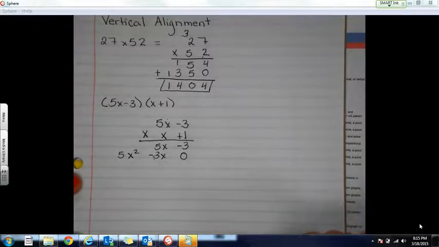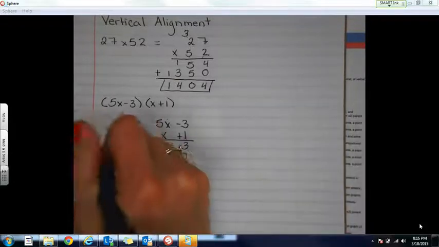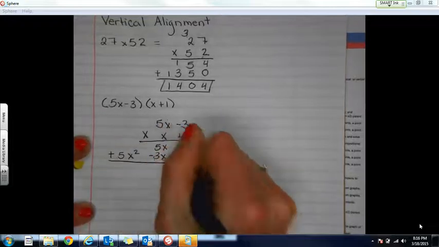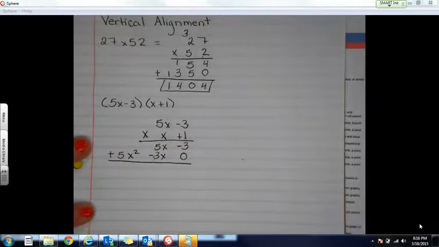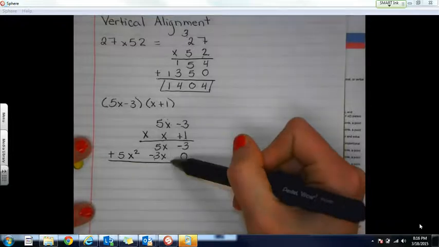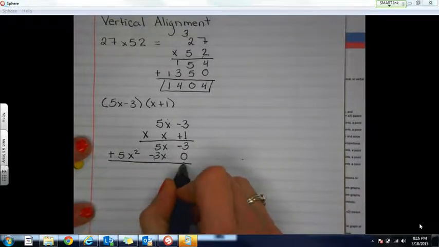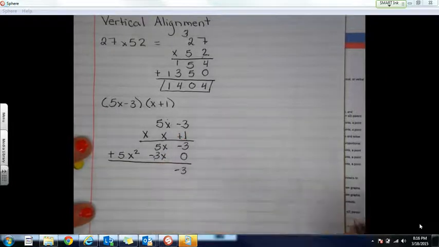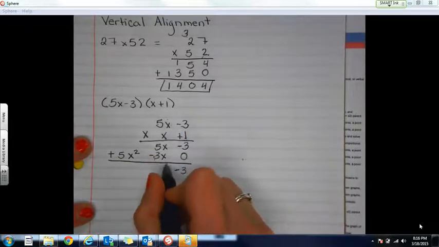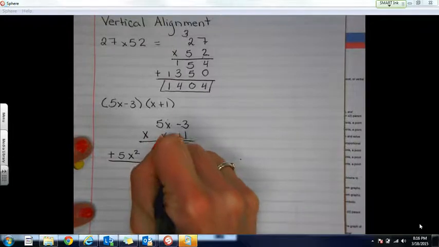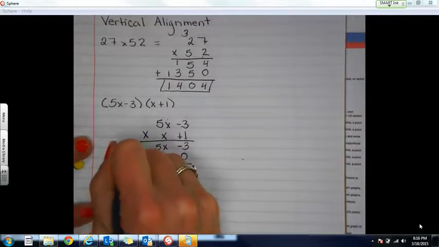Then the last step is to combine our 2 rows by adding them. So I write that plus sign and draw my equal sign again. And because I already lined up my like terms, this part's nice and easy. It's negative 3 plus 0 is negative 3. 5x minus 3x is 2x. And then the 5x squared, I just bring it down.